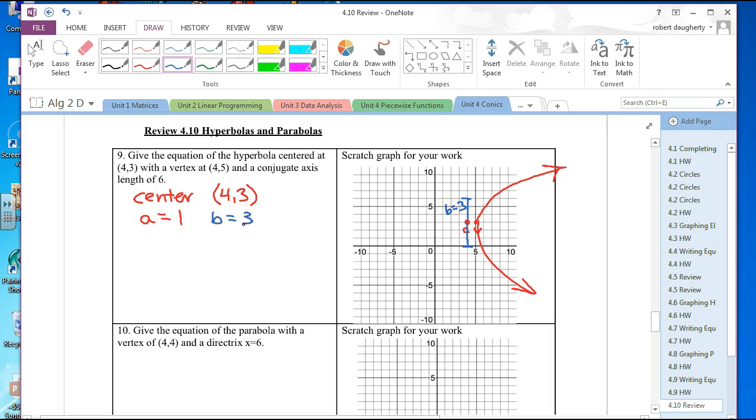So since this is horizontal, my x term comes first. X minus 4 squared divided by a squared minus y minus 3 squared over b squared equal 1.